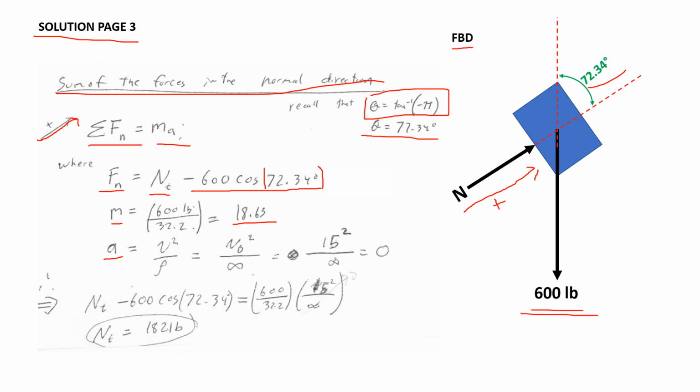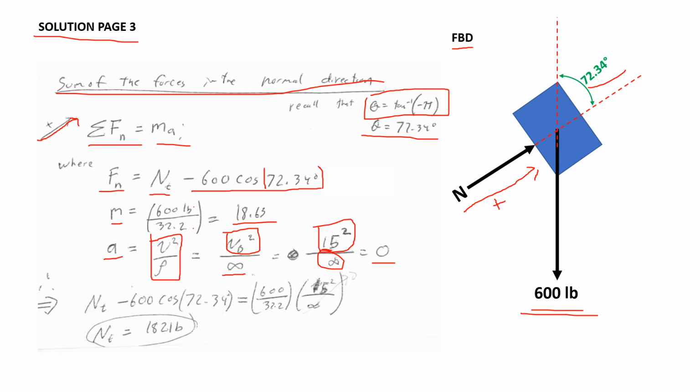Our acceleration we can calculate from our relationship of v squared over rho, where our rho is the radius of curvature that we solved for on the previous slide to be infinity. Our v is our v sub b, which is given to us as 15. So what we have is 15 squared over infinity. Anything divided by infinity becomes 0, so our acceleration becomes 0.